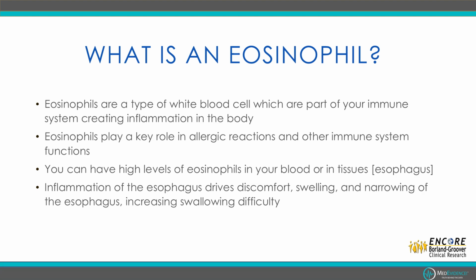You can have a few different types of abnormal eosinophilia, which just means different levels of eosinophils that are above what a normal range would be. That can occur both in the blood, which we call blood eosinophilia, or in the tissues, which is tissue eosinophilia. And for EOE, it's a tissue eosinophilia type of disease. What that means is the eosinophils are infiltrating the lining of the food pipe, or the esophagus, and they're causing inflammation there.